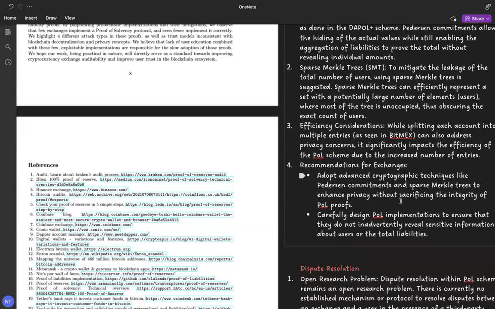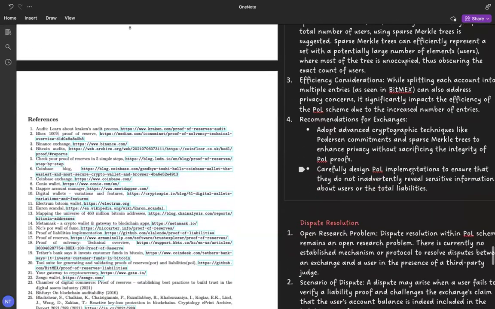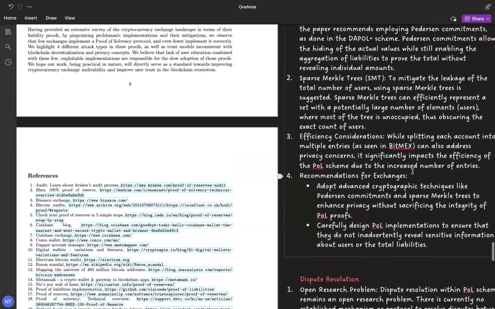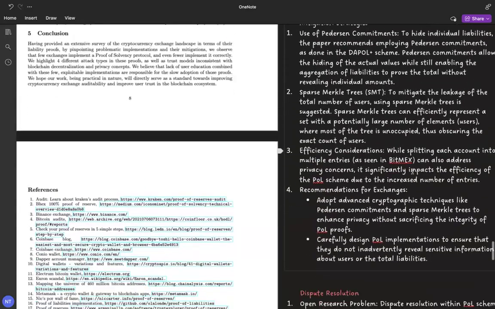But the authors also say the sparse implementation is, efficiency-wise, quite bad compared to the regular Merkle trees, because it actually increases the number of entries and the depth of the tree. So that's the general concern for privacy.